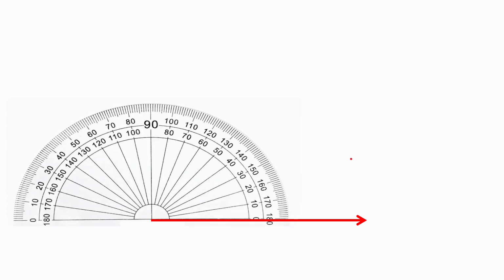Next, 40 degrees. So first you draw a ray like this, then keep the protractor in such a way that the center of the protractor must coincide with the vertex of the angle. Also, the baseline of the protractor must align with one of the arms of the angle. Then you count degrees starting from 0. You have to take the innermost measurement. 0, 10, 20, 30, 40. You have to go up to 40. Then mark a point there. Then remove the protractor and draw a ray like this. This is your 40 degree angle.